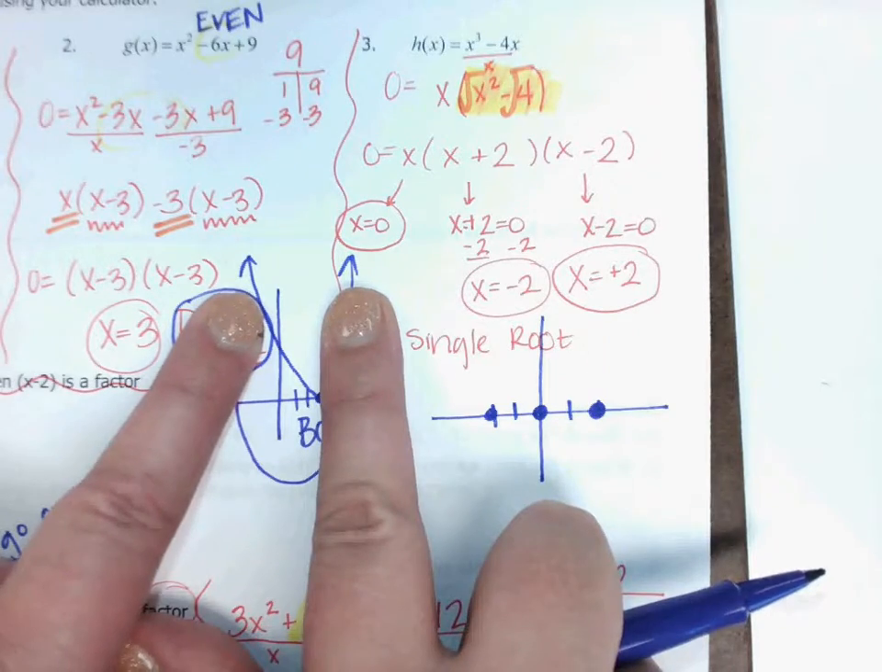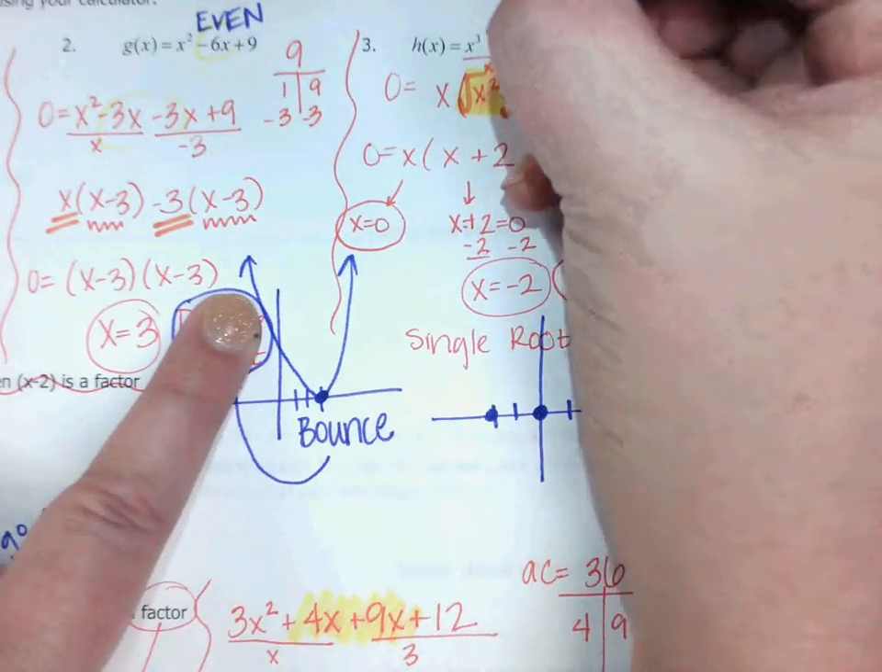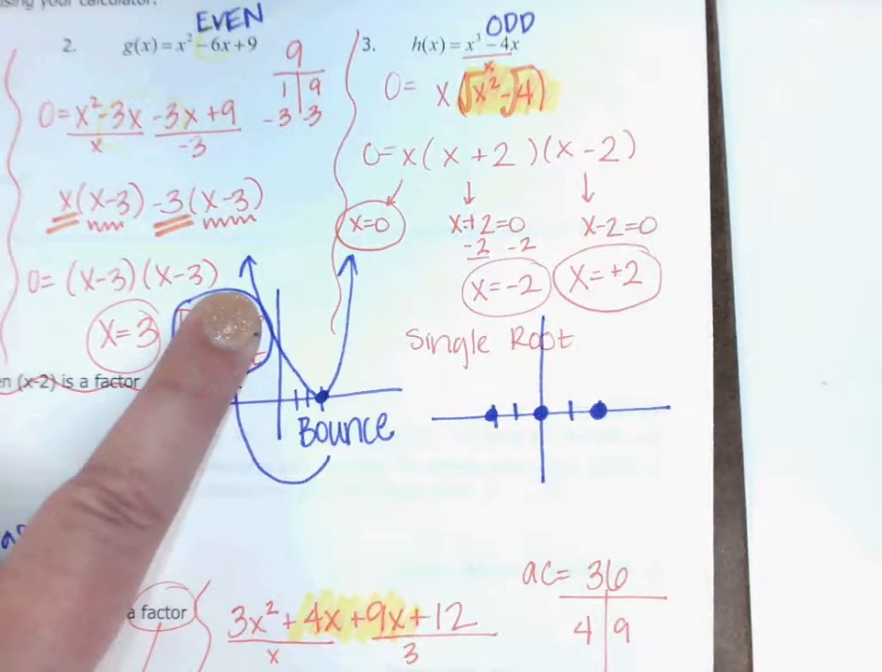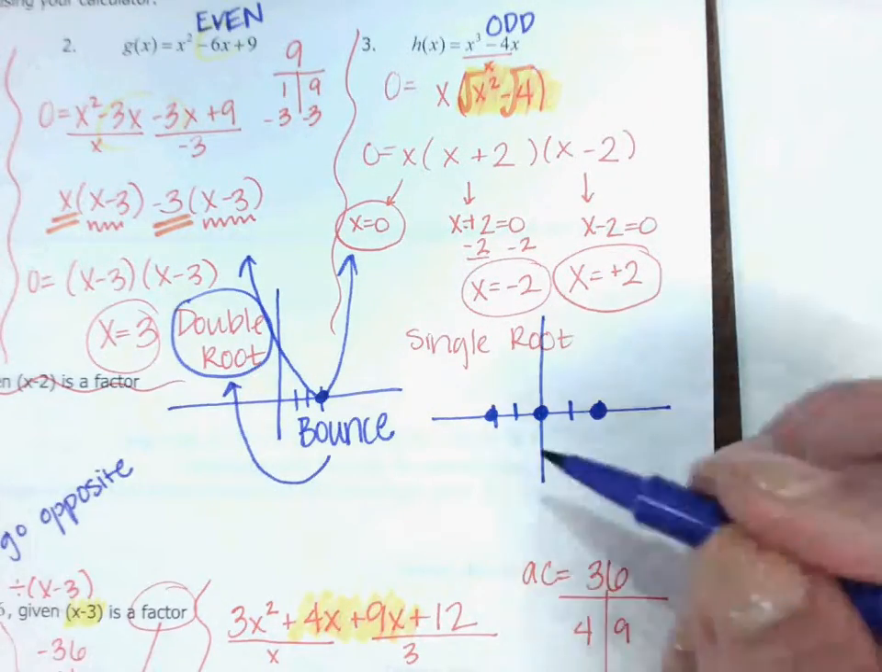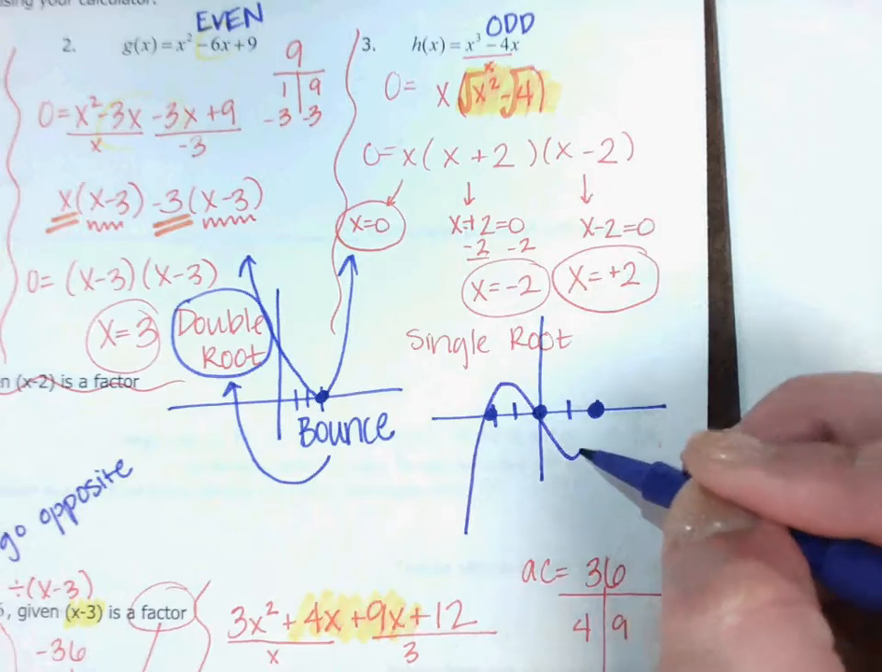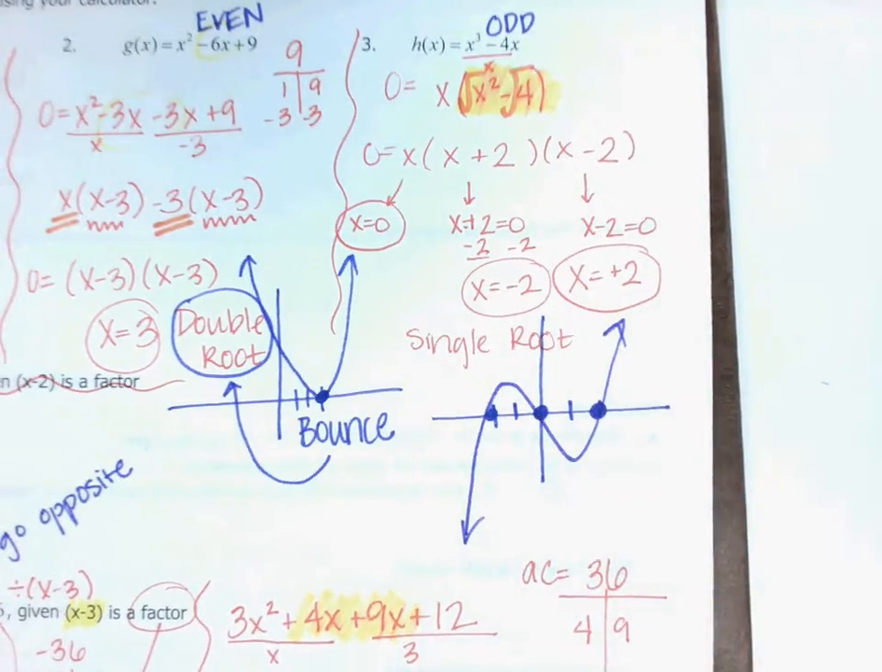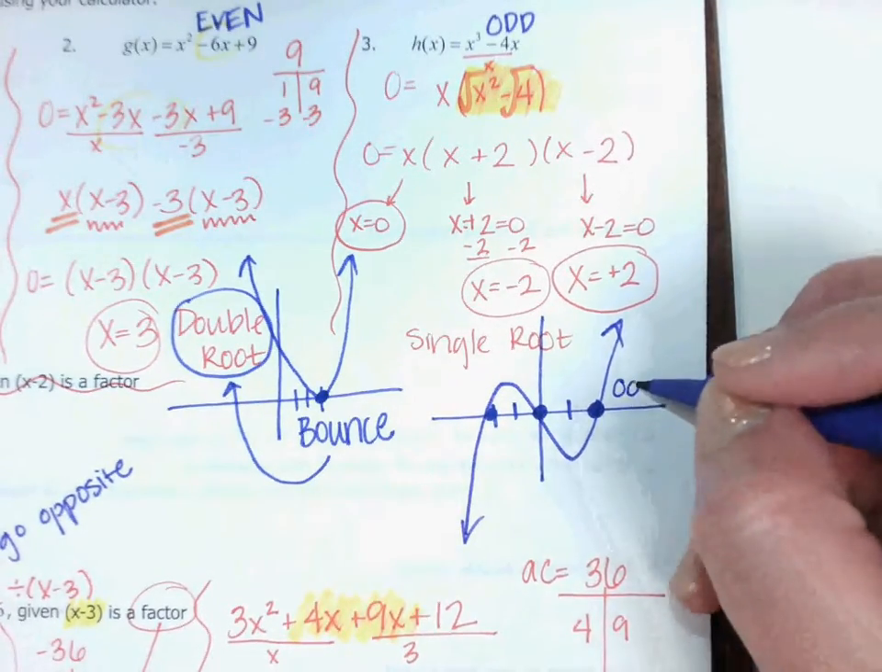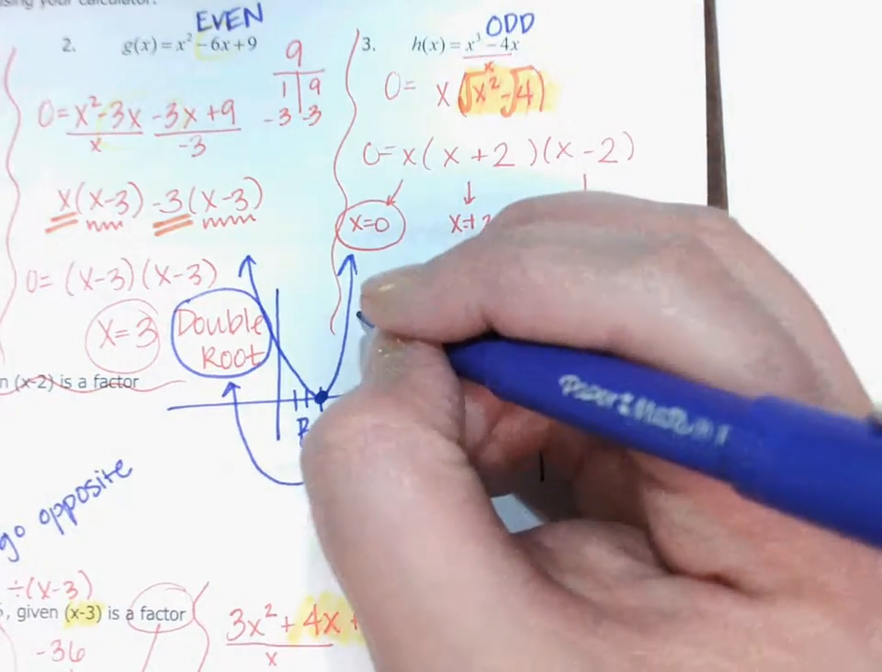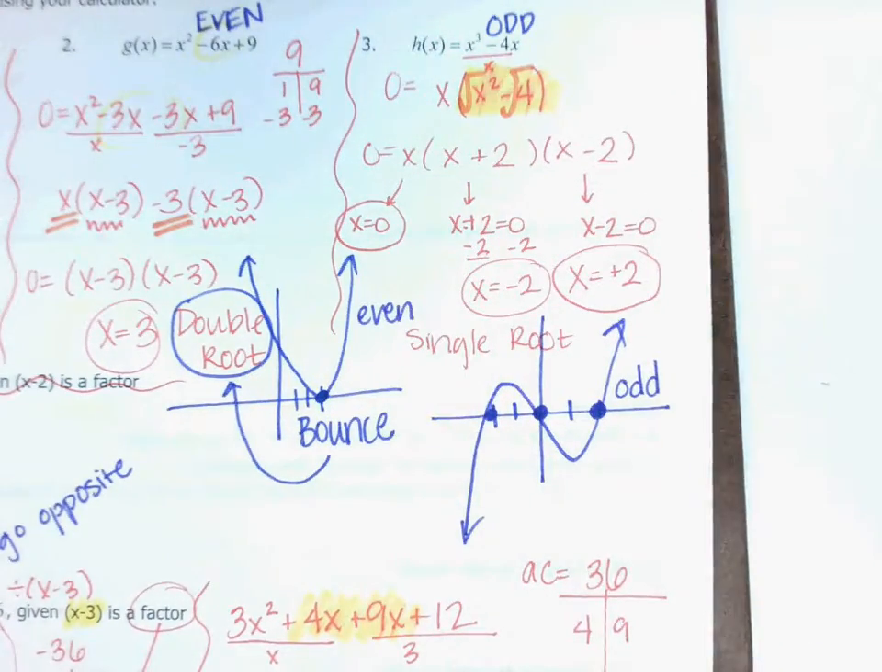But then for this one, I notice that it's odd. That means that my points are going to end in opposite directions. So I'm going to go down like that. So this is an example of an odd graph. This is an example of an even graph. So evens, the ends stay together. Odds, the ends go opposite. Kind of makes sense? And then the values that you're finding are the places that it touches or passes through the x-axis. Okay, turn the page.